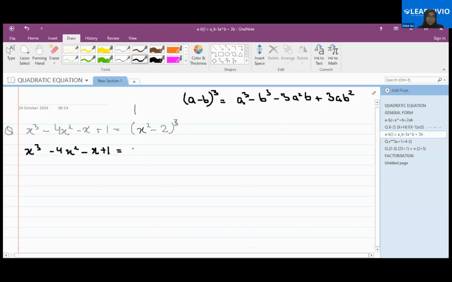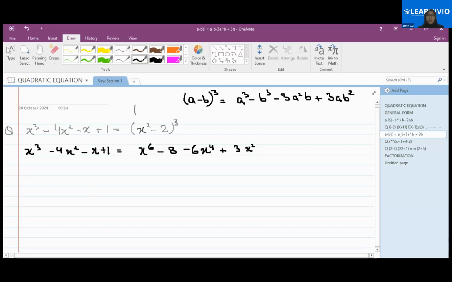X to the power 5? No, you have to multiply the power. Oh, x to the power 6. Minus 8. Minus 6x to the power 4. Plus 3, 3x square, into b square.